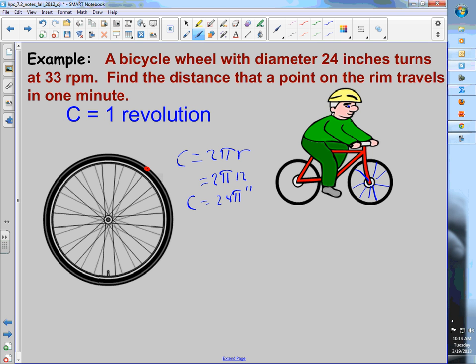24 pi inches one time around. Okay? How many times around is this piece of gum going? 33 times. So we're going to multiply that by 33. And your distance is going to equal what?